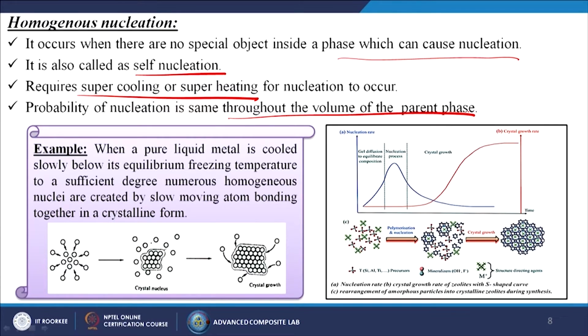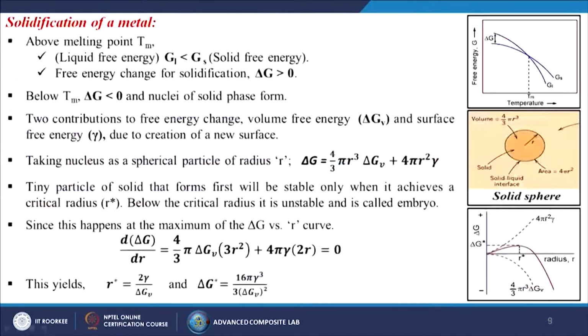So, in this particular case, what happened? The crystal nucleus is forming, and after that crystal growth is taking place, but still some new atoms are being created, or maybe bubbles are being created. So, these are the examples of homogeneous nucleation.